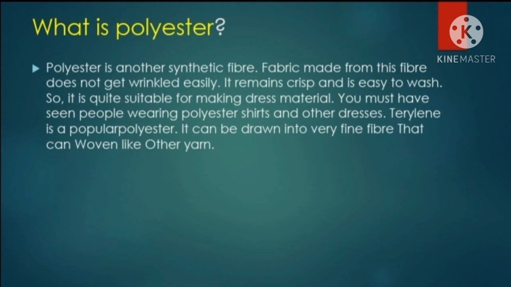So what is polyester? Polyester is a synthetic fabric made up of fiber, and it does not get wrinkled easily. After a wrinkle, it remains crisp and is easy to use. For example, if we are using nylon or any other synthetic fibers, many are very hard to wash or very hard to press. But polyester synthetic fibers are very easy to wash, they remain crisp, and they do not get wrinkled easily.